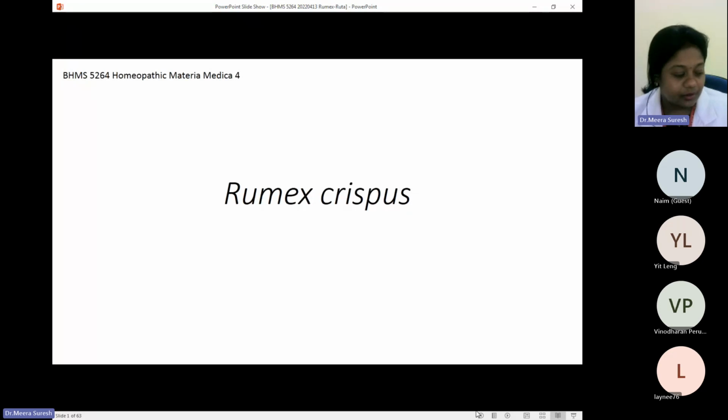So for today, we'll just do four drugs. I was planning five, but I'm so tired. So we'll do Rumex, Ruta, Sabadilla, and also Sabal Serrulata. Okay, so starting with Rumex, and Rumex maybe is a medicine you might have prescribed. It is very common for cough with very thick catarrh.